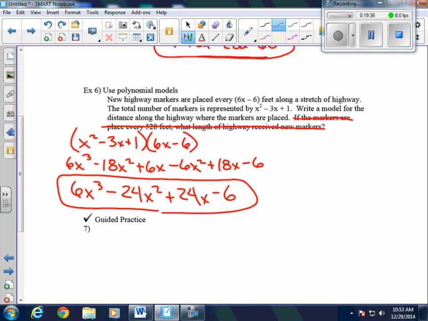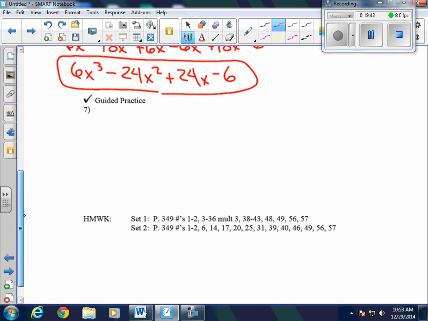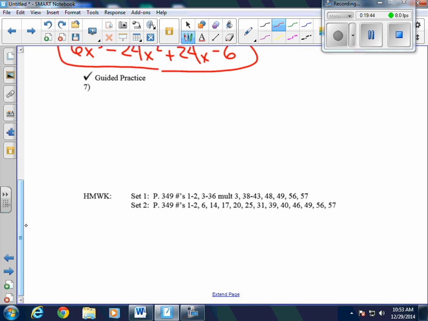So again, in section 5.3, we are looking at adding, subtracting, and multiplying polynomials. You may use the vertical format, you may use the horizontal format. It doesn't matter to me which one you use, as long as you are comfortable when you find the answers for those.